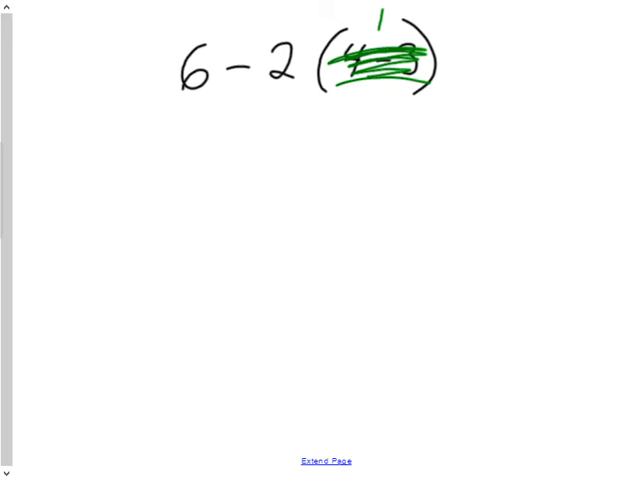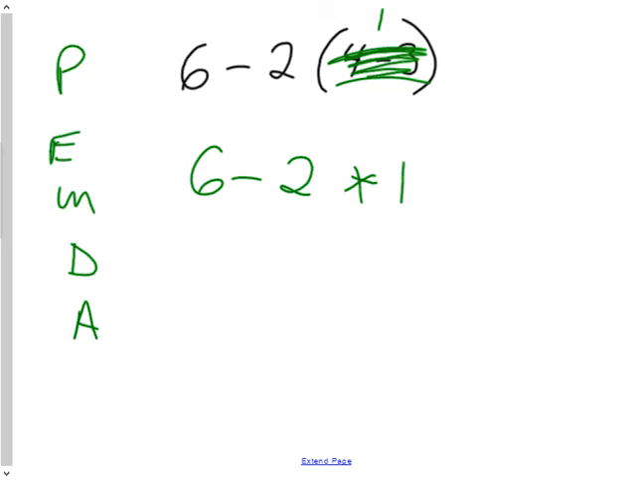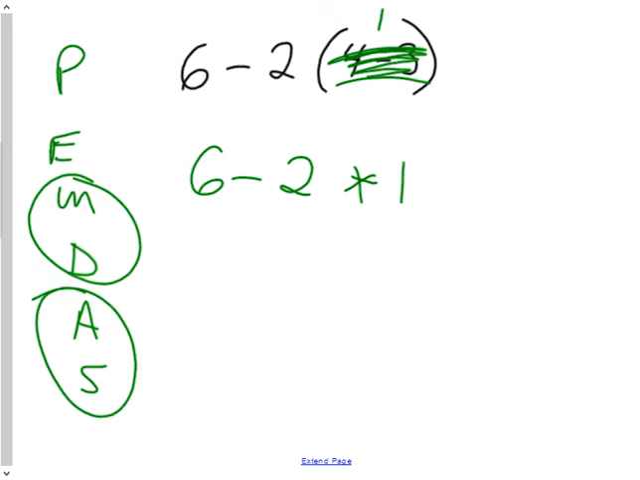And now should I just do the 6 minus 2? No, because it's 6 minus 2 times 1. Do you get why it's smart to rewrite it? Because then you can see what your two choices are. You got a choice of minus or times. All right. So in that whole please excuse my dear Aunt Sally, which one should I circle again? They're tied with each other. MD and AS. Those are the ones that are tied.